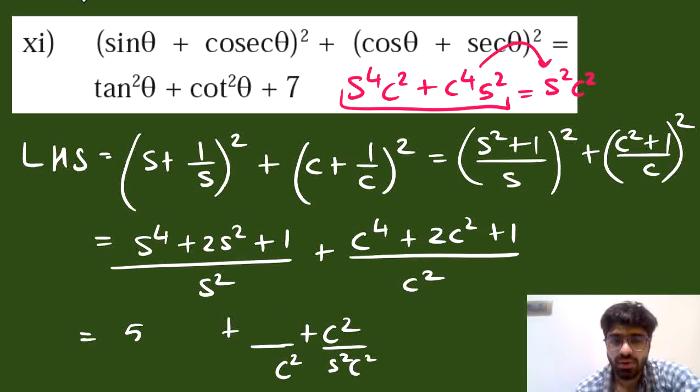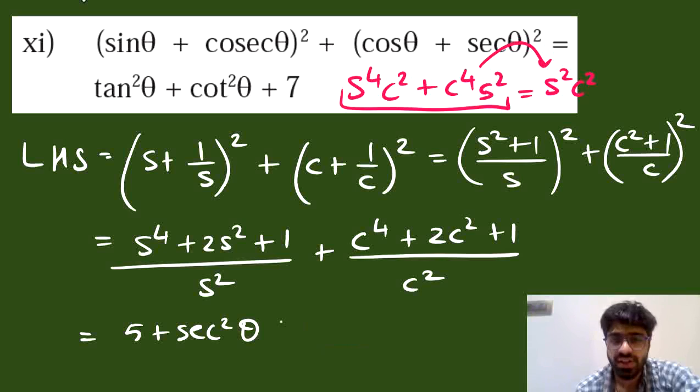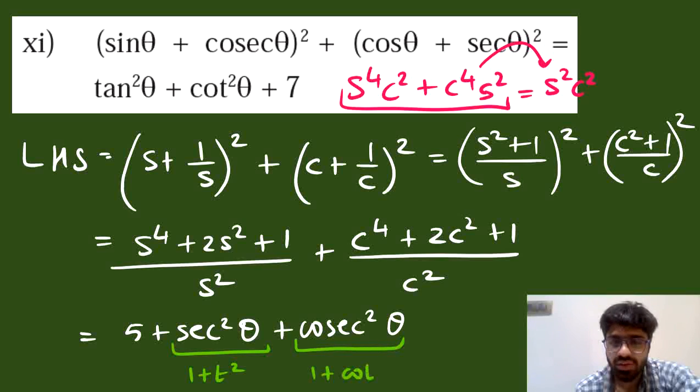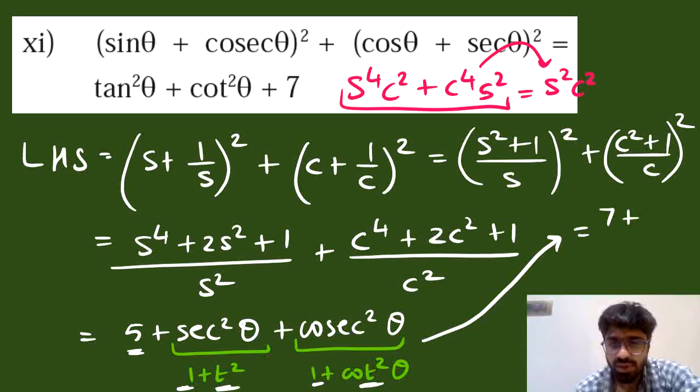Cancel off that sin² here, so you get 1 upon cos². Cancel off the cos² here, you get 1 upon sin². 1 upon cos² θ is sec² θ, plus 1 upon sin² θ is cosec² θ. Sec² θ is 1 + tan² θ, and cosec² θ is 1 + cot² θ. So with that you have your answer, because this finally turns out to be 5, 1 and 1, which is equal to 7 + tan² θ + cot² θ, and that is exactly what you have on the right hand side here.